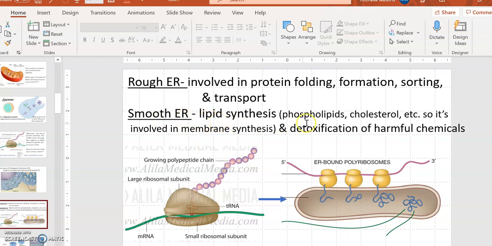And so if you think of it, it is the place where our phospholipids are made, where our cholesterol is made. So since both of those are found in the cell membrane, you might notice it's involved in membrane synthesis. It's also involved in the detoxification of harmful chemicals.